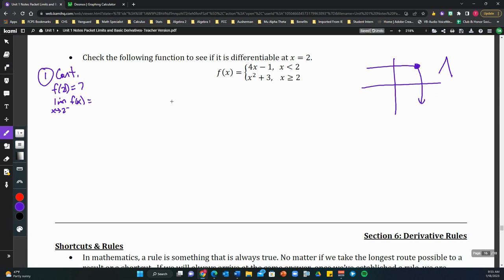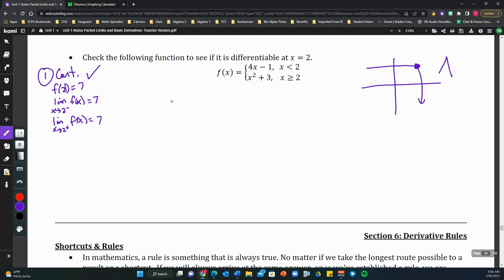So from the left of 2, this would be the top function. So that would be 8 minus 1 or 7. That bodes well because we already know what this limit of the bottom function is, because we used direct substitution to find the value of the function. So we know it's going to be the same thing. So this function is definitely continuous at x equals 2. There is a connected point. There is no break or hole in the graph at x equals 2. So that part of it's good.